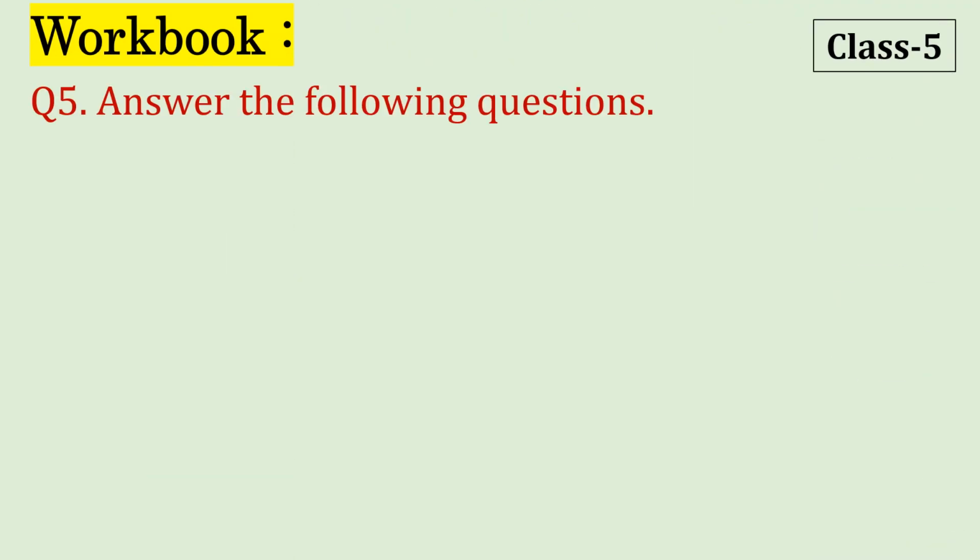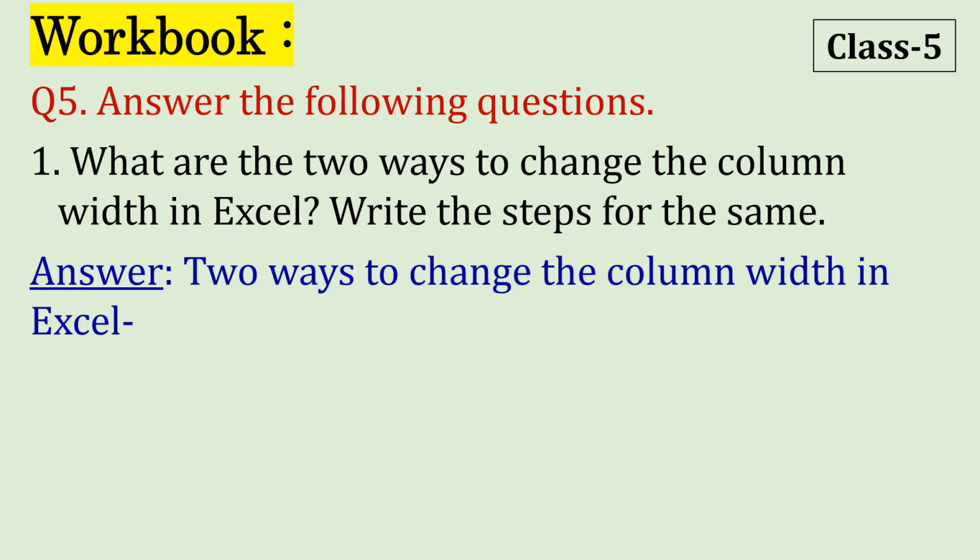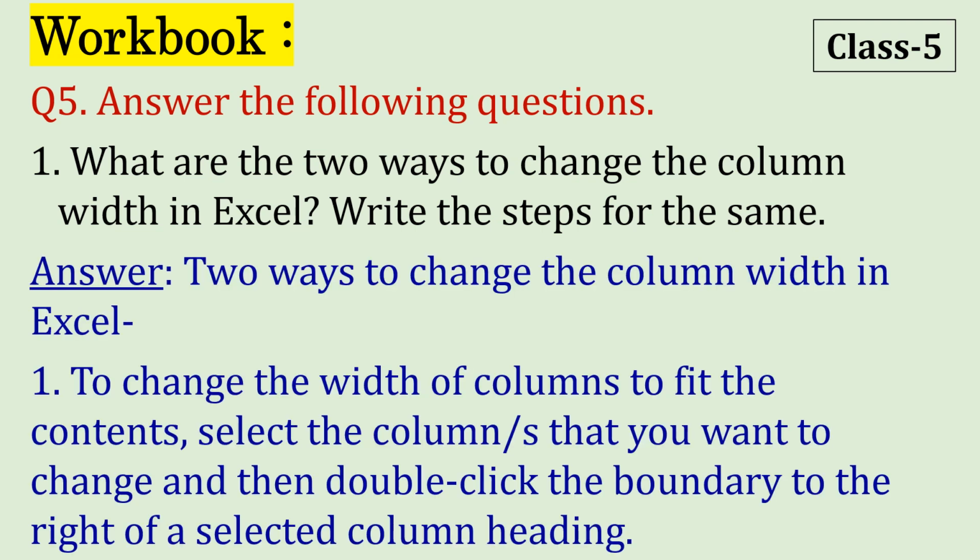Next is answer the following questions. First, what are the two ways to change the column width in Excel? Write the steps for the same. Answer. Two ways to change the column width in Excel are: first, to change the width of columns to fit the contents, select the column or columns that you want to change and then double-click the boundary to the right of a selected column heading.